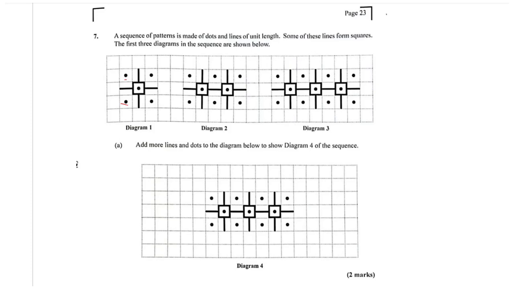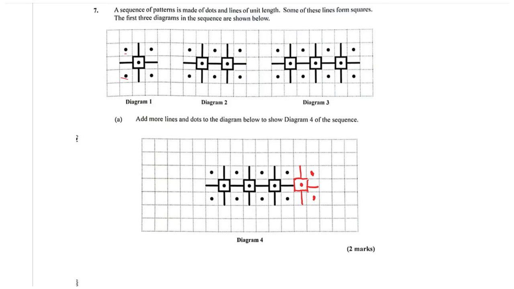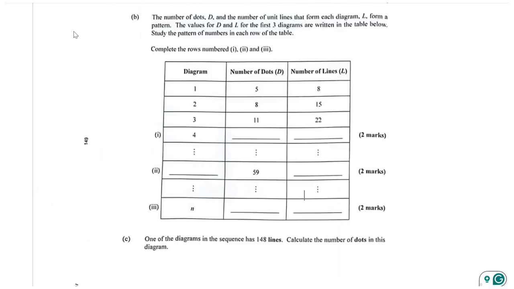Now similarly, part A says add more lines and dots to the diagram below to show diagram 4 of the sequence. So all we're going to do is add one more square here, put a dot in the middle, then put a line up here, a line down here, a line here, and then put dots here. So that would represent diagram 4. So let's look at the next part of the question.